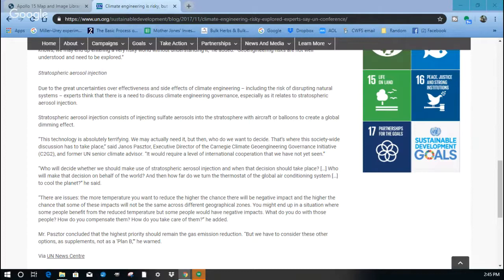Due to the great uncertainties over effectiveness and side effects of climate engineering, including the risk of disrupting natural systems, experts think that there is a need to discuss climate engineering governance, especially as it relates to stratospheric aerosol injections. Stratospheric aerosol injections consist of injecting sulfate aerosols into the stratosphere with aircraft or balloons to create a global dimming effect.